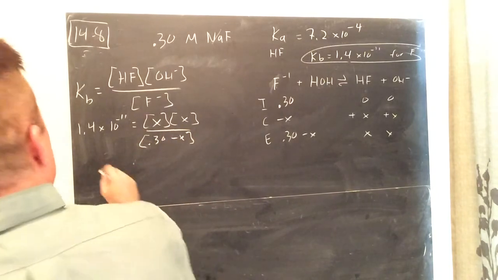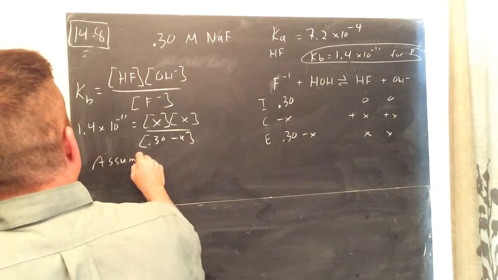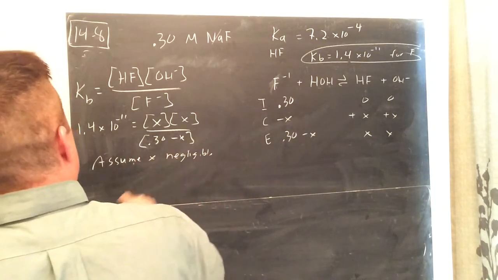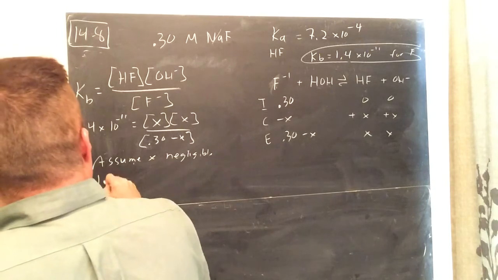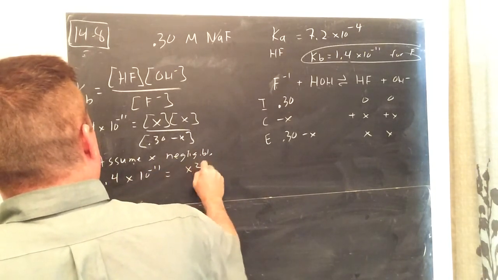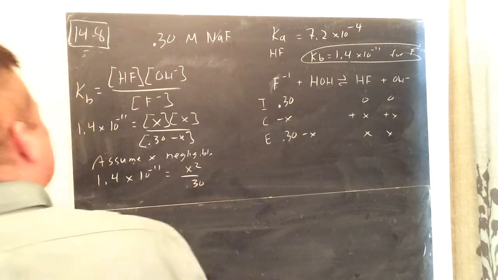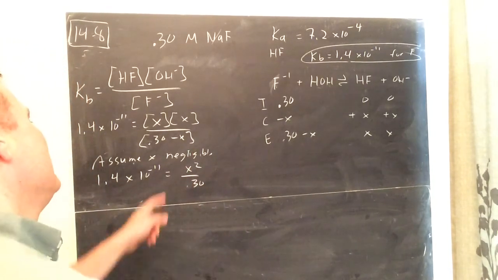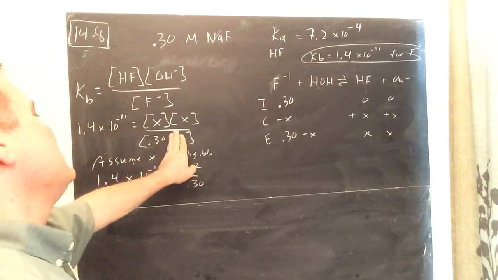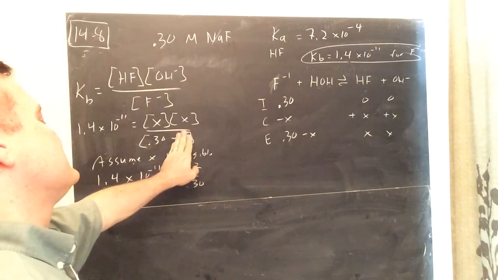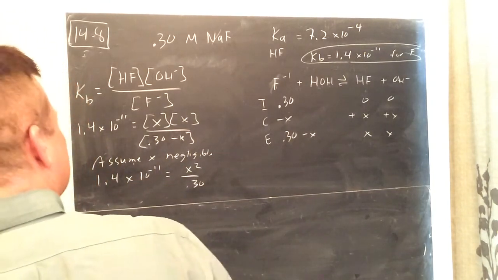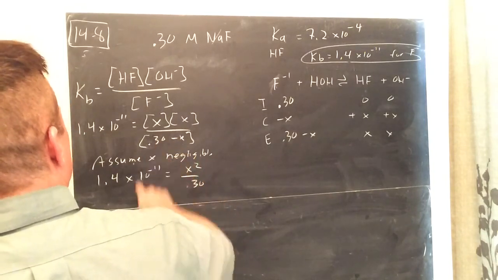So now, assume X is negligible, so everything becomes the same as any other problem. Be careful with that, because as I've been grading papers and quizzes, sometimes people say assume it's negligible and they ignore the 0.30. You only ignore the minus or plus X term, whether it's plus X, minus X, plus 2X or minus 3X. You don't take away the number. You need the number there.